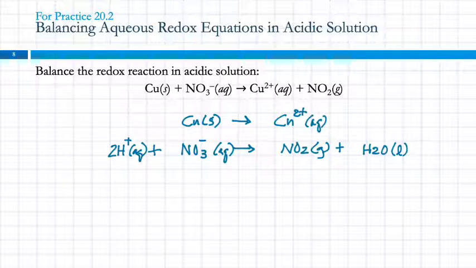Then I balance charges. The top one has 0 on the left and plus 2 on the right. So I can fix that by adding 2 electrons to the right side. Plus 2 and minus 2 adds up to 0, which is the sum that's over there. The bottom one is 0 on the right, and on the left I have a +2 and a -1, overall a +1 charge. So I'm going to need 1 electron over here. I have a -1 and 2 positive ones and a -1. Those all add up to 0. They just need to be the same on both sides.